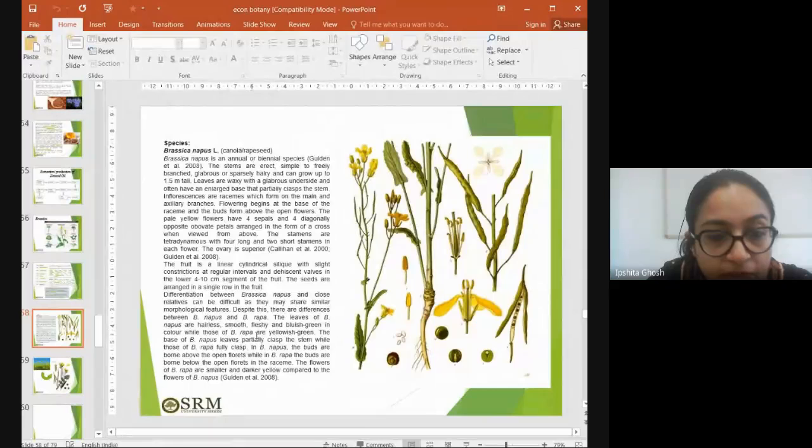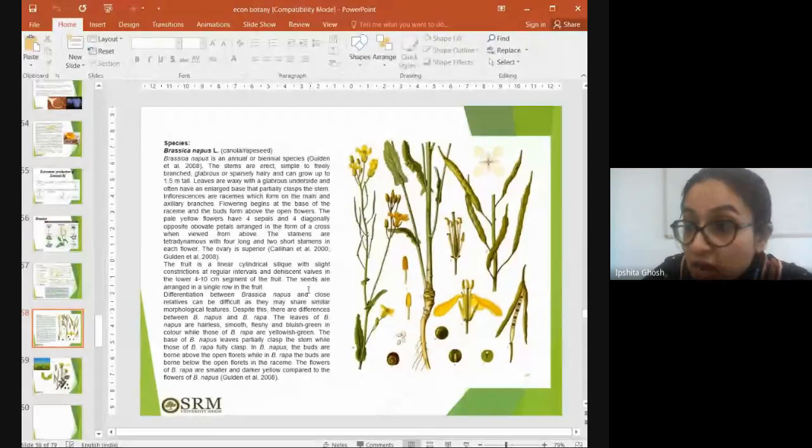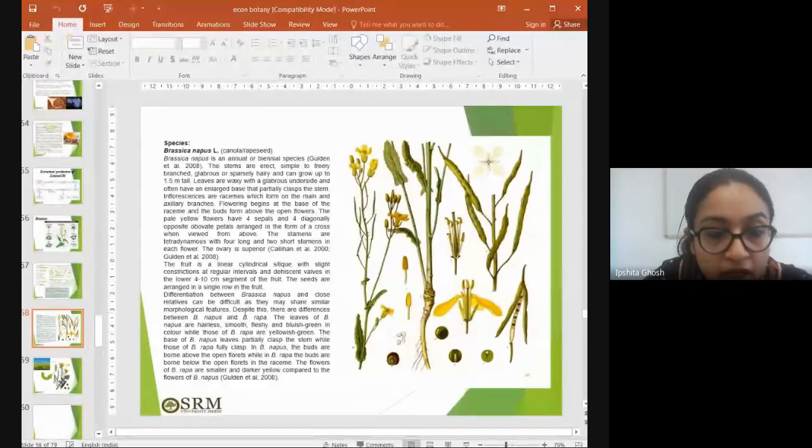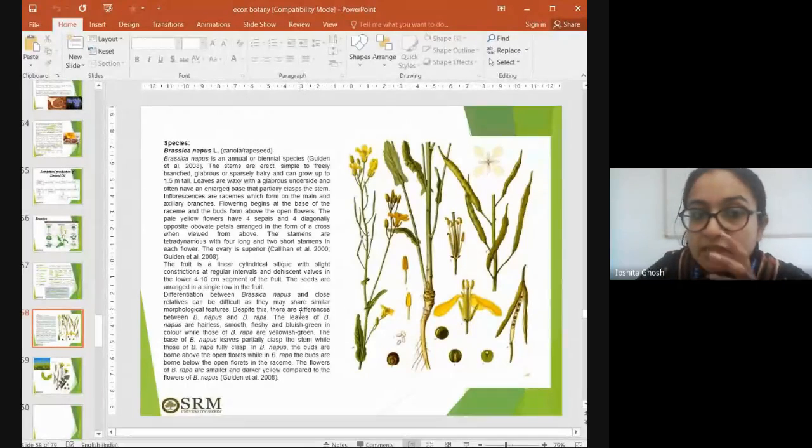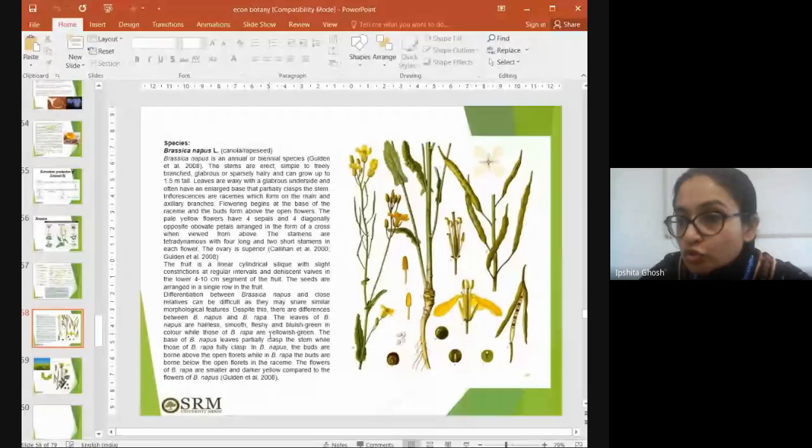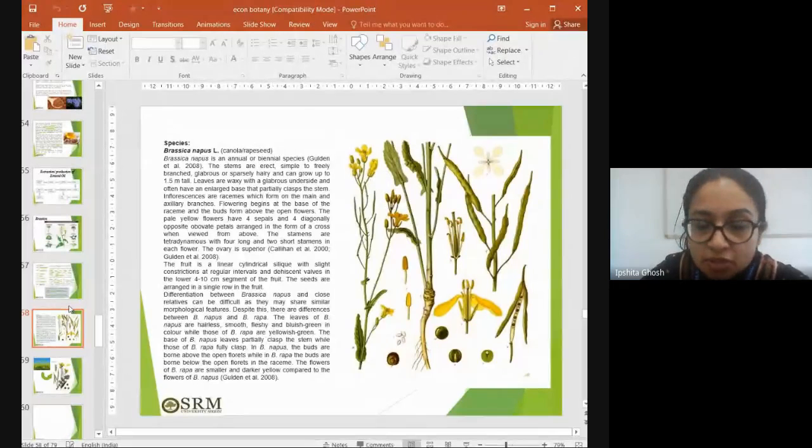Okay, so the difference between Brassica napus and other close relatives can be difficult as they may share similar morphological features. So that is why I have picked up Brassica napus, because other species are also more or less similar morphology-wise. So if you know this, you actually can identify a plant from the Brassica genus.